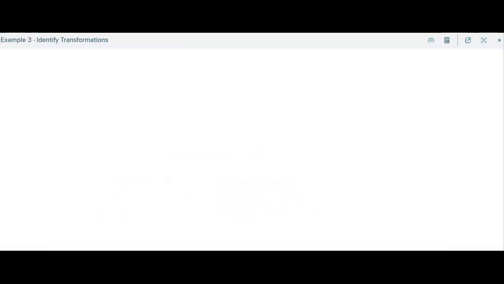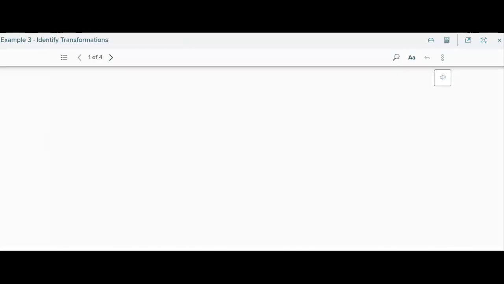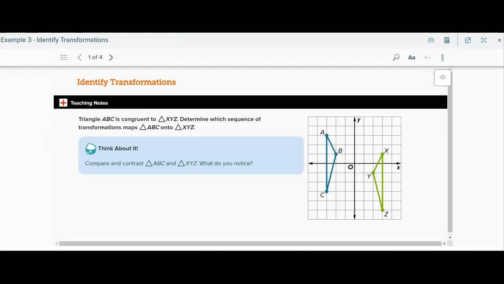So we're not going to worry about example 4 in the book. We're going to end our notes with example 3 here. And again, we want to figure out what sequence of transformations maps ABC onto XYZ. So ABC is our pre-image, and then this is our image. So A corresponds to X, B corresponds to Y, and C corresponds to Z, if you're not sure.